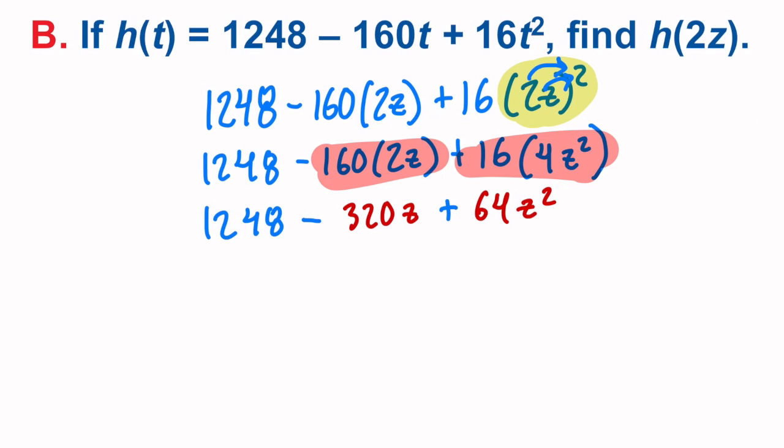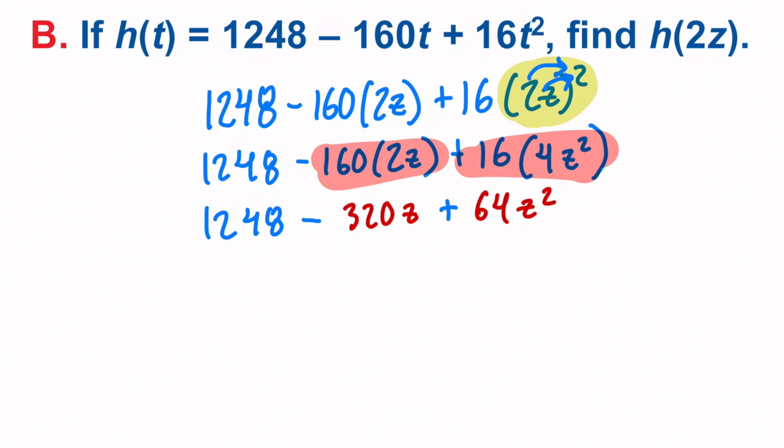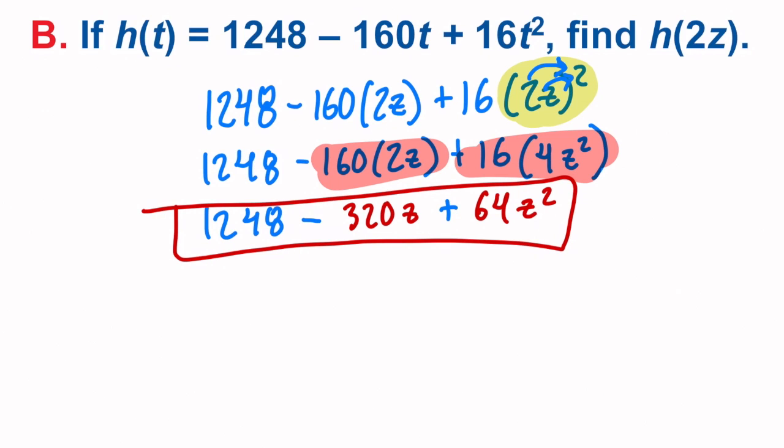Alright, so we multiplied already. Let's see what else we can do now. Like before, maybe we have to do subtracting and adding from left to right. But if we try to subtract the 1248 minus the 320z, it's not possible because the 1248 does not have a z. And the same thing with the other two. The 320z has a z, but the other one has a z to the second power, so that's not possible. So there are no like terms here, so we can't combine anything else. So that has to be the answer. My answer is a very long answer: 1248 minus 320 times z plus 64 z to the second power.